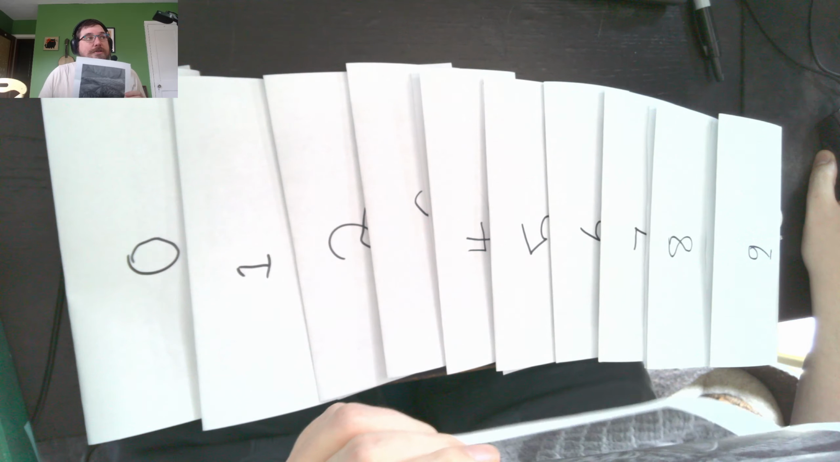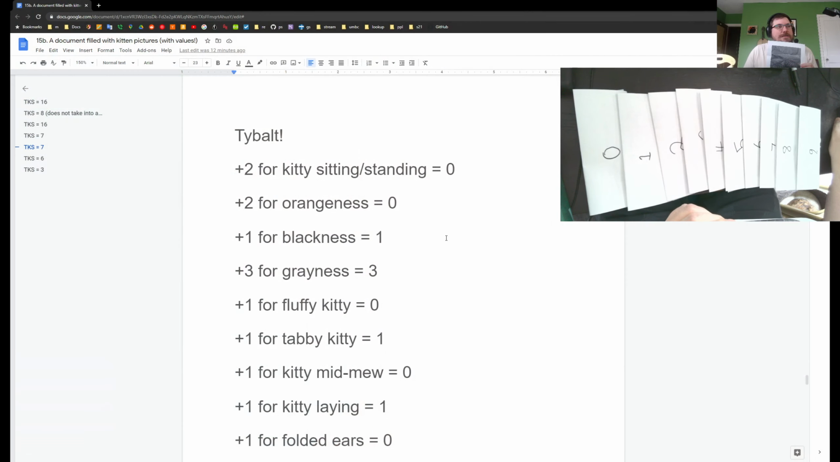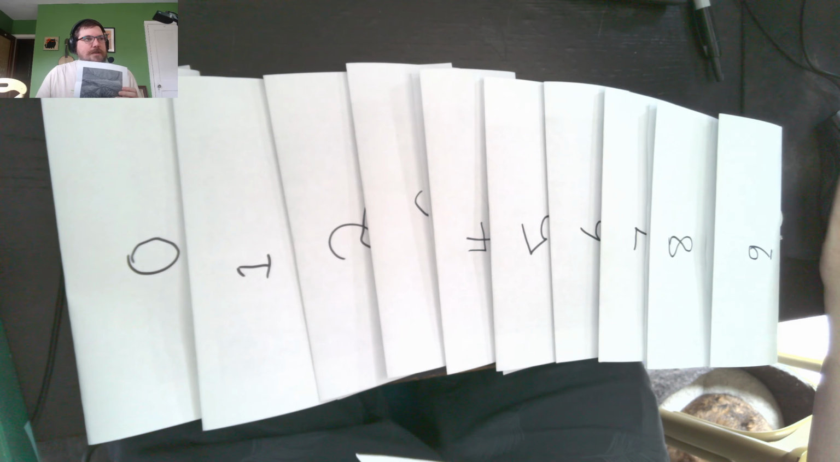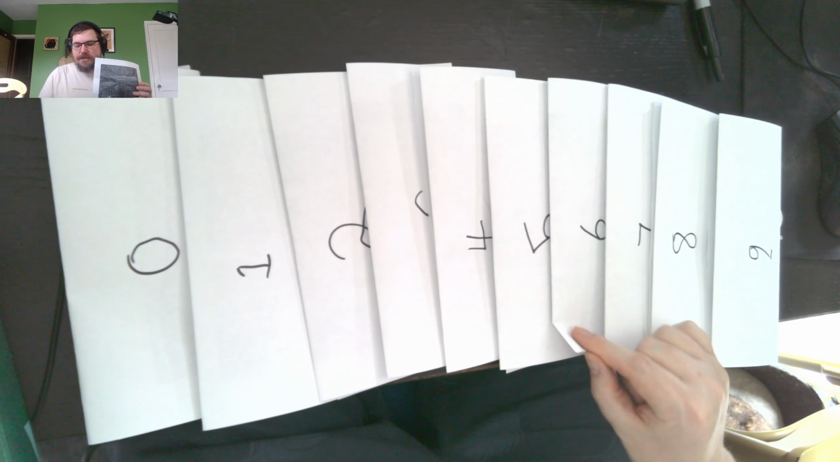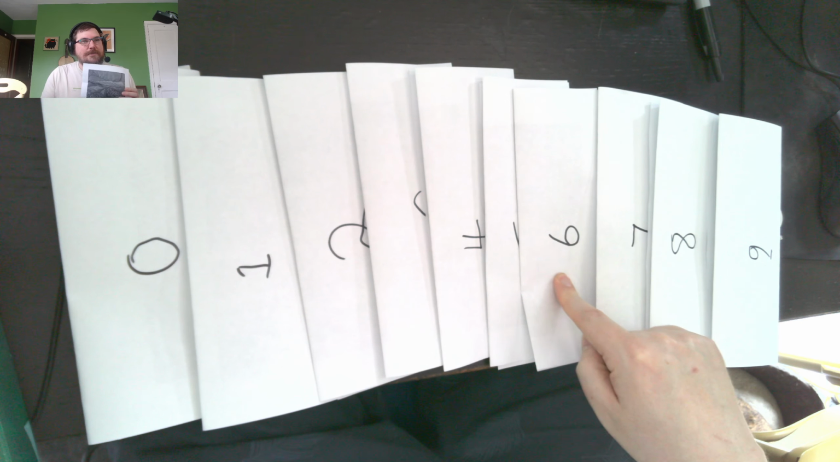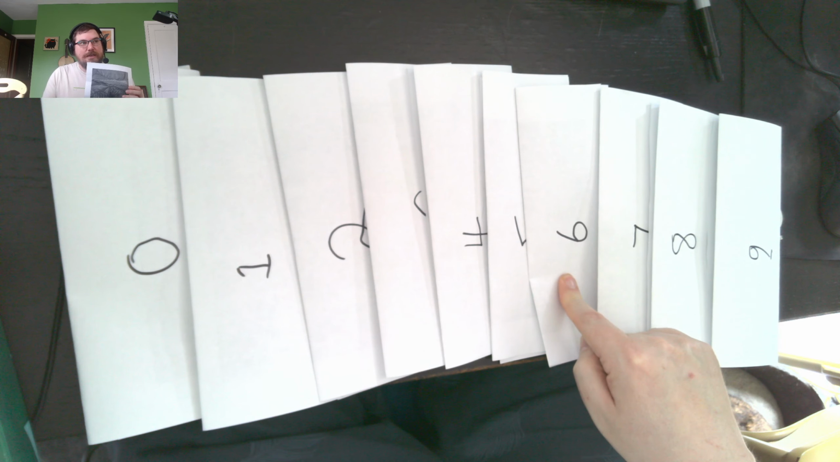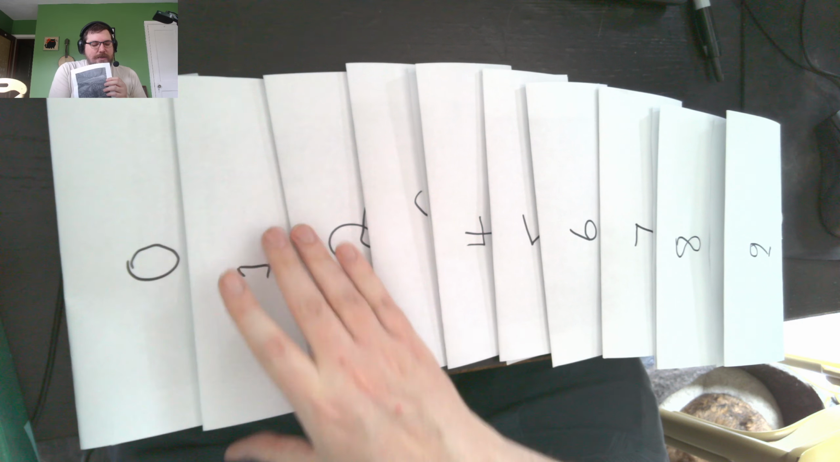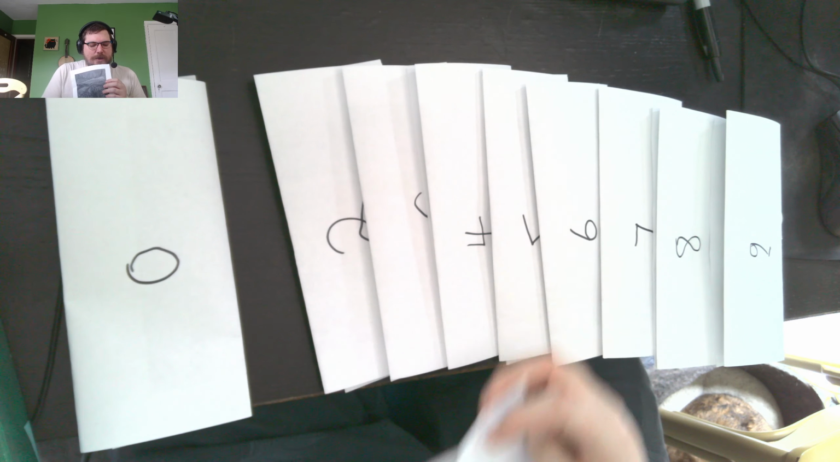So what is, oh, we're on the wrong thing. What is Tybalt's total kitty score? It's 6. So Tibby is 6. So what we're going to do is look, where can we put Tibby the cat? So we look in 6. We know 6 already has something in it. That was the first time we put anything in. 7, 8, 9 do. 0 does. 1? Did we have 1 in 1?